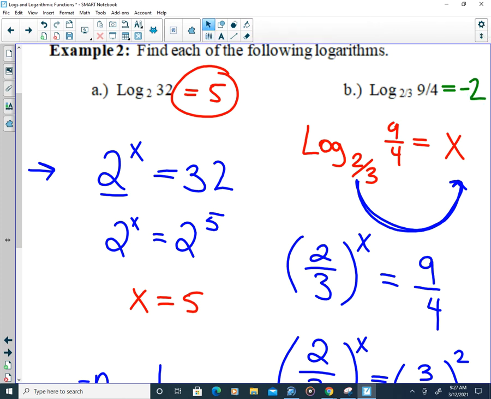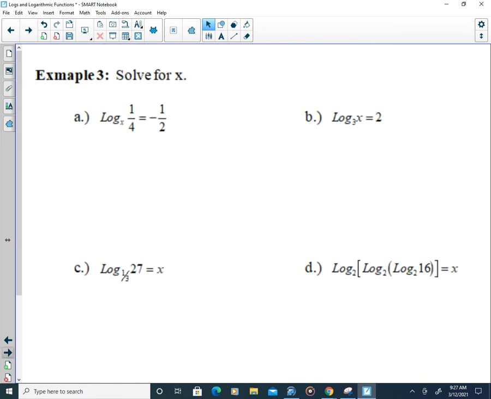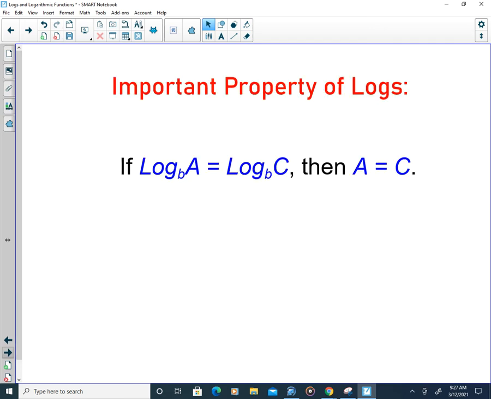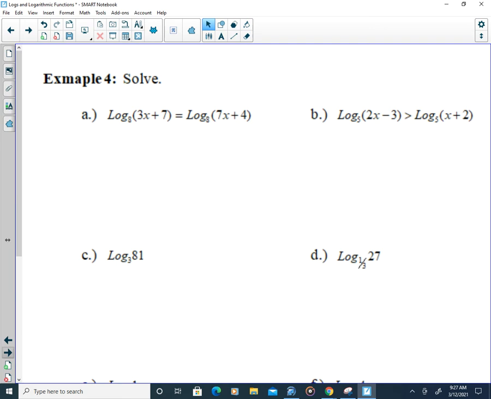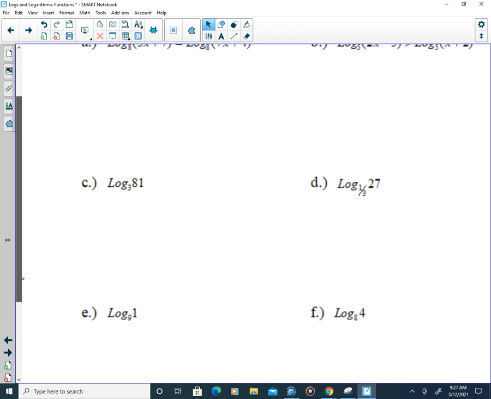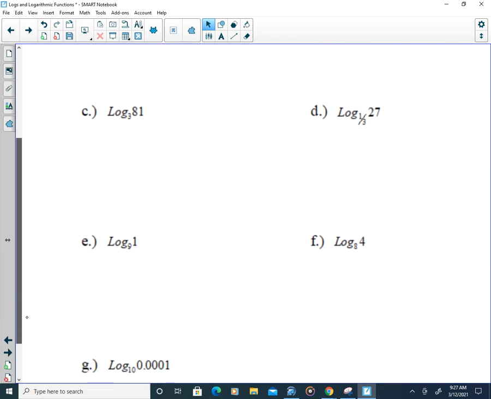All right, questions? All right, I'm going to skip over some examples because we're going to do those tomorrow. So I'm skipping over example 3 for now. I'm going to look at example 4C. This is like what we've just been doing. I want you to find the log base 3 of 81. What is log base 3 of 81?